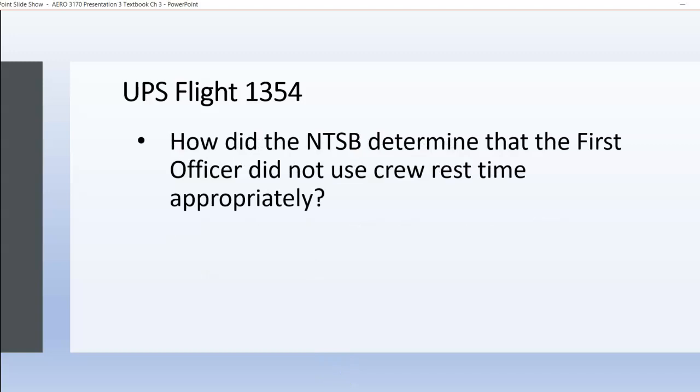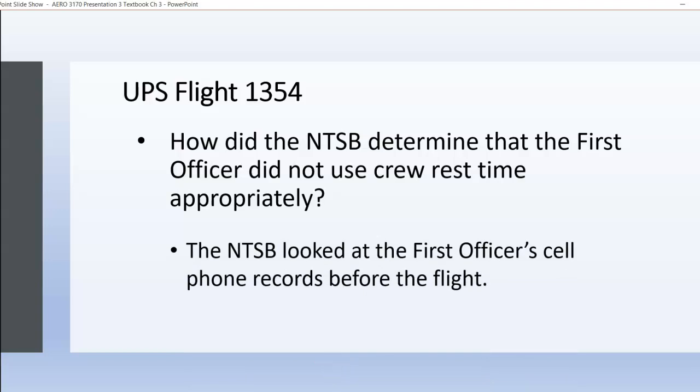How did they know that the first officer didn't use her crew rest time appropriately? The NTSB looked at the first officer's cell phone records before the flight. Those cell phone records indicated that the first officer was not using her rest time to get adequate sleep. As a result of these findings, the NTSB recommended that Part 121 airlines should implement a fatigue risk management program.